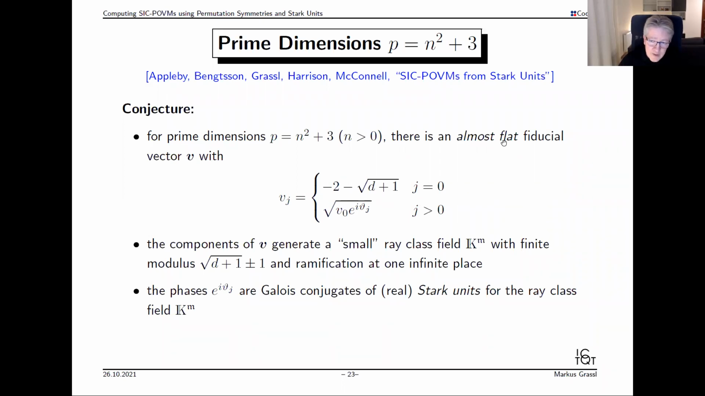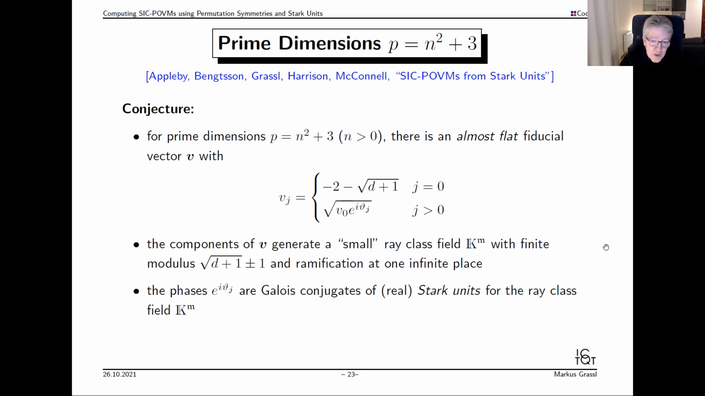The second part, almost flat, just means that the modulus of all of these components is the same apart from the first one. We also can have a conjecture in which field these components lie, and that's a particular Weyl class field where the conductor is effectively a factor of the dimension over this quadratic field, and we have ramification at one place. And the key part is that the phases we are having here, those are Galois conjugates of so-called Stark units of this particular Weyl class field.